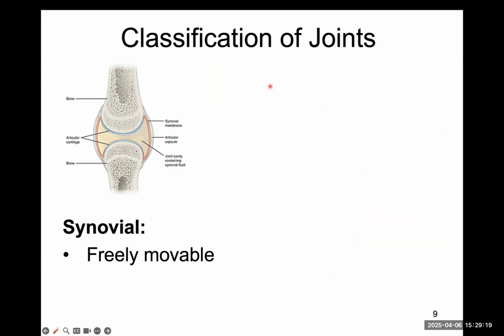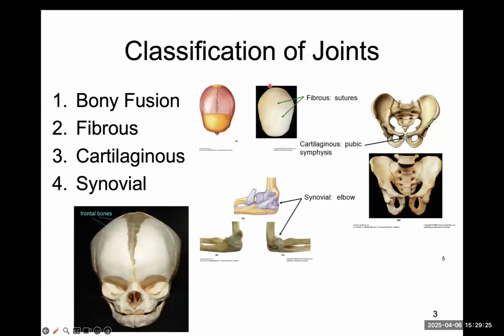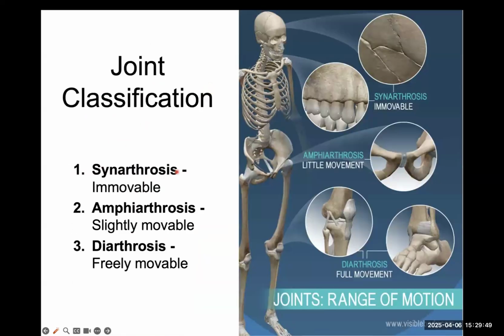So far we covered three types. Let me go back just to remind you. We have these four classifications of joints: bony fusion, which we covered; fibrous, those are the fibers going between the bones, like sutures; cartilaginous, that's cartilage found between the bones; and then the last one is synovial, which I'm going to cover in the next video. So bony fusion, fibrous, cartilaginous, and synovial are the four structural classifications, and then we have three movement classifications of the joints. The next video will cover the synovial, which is the fourth structural category.